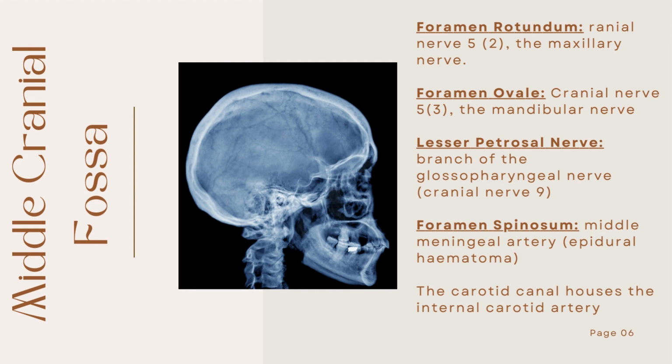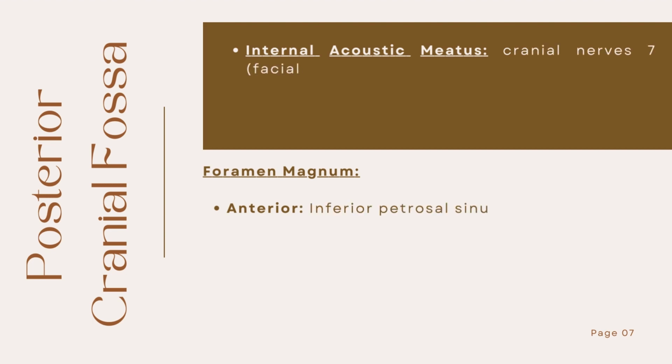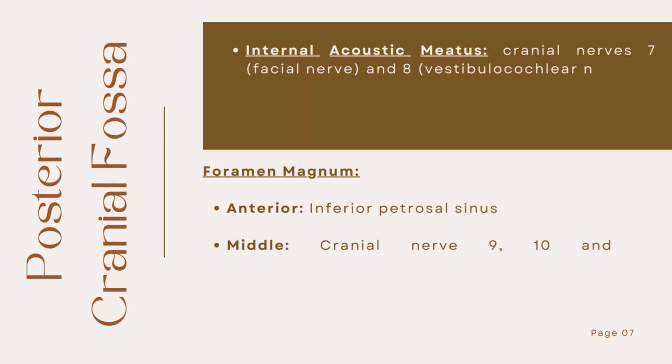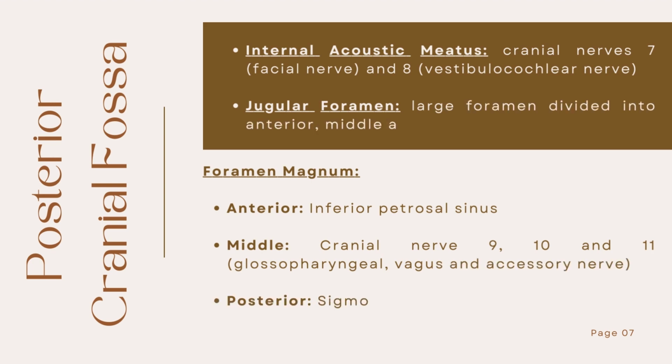The carotid canal is also in the middle cranial fossa. This is where the internal carotid artery passes inside the cranium. I'm going to move on to the posterior cranial fossa now. One of the structures this contains is the internal acoustic meatus. This is where cranial nerves 7 and 8 pass through. So for recap, cranial nerve 7 is the facial nerve, and cranial nerve 8 is the vestibulocochlear nerve.